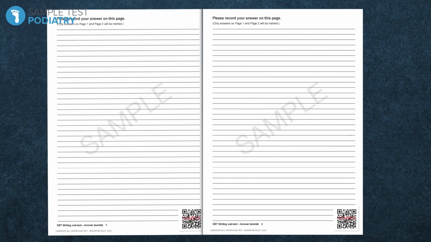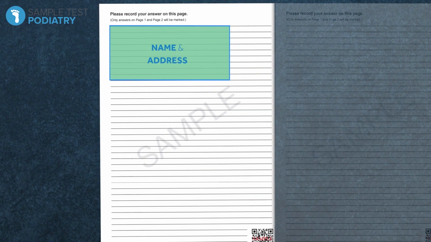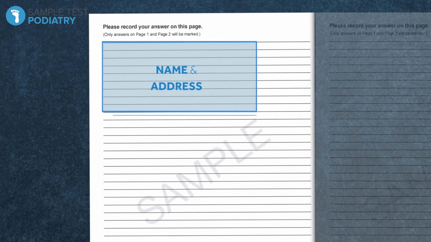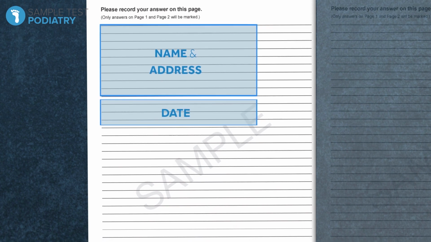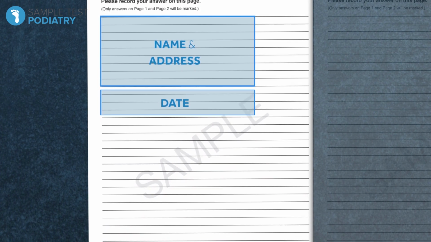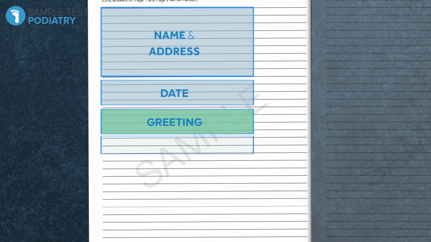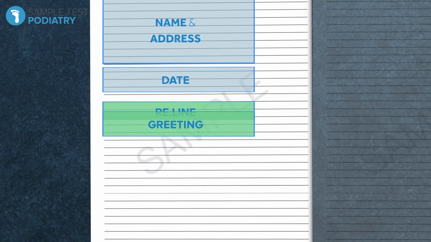Opening my answer booklet, I'm going to start with the reader's name and the address, which I can copy directly from the writing task. Underneath this, I will add the date, which is today in the case note, the 30th of August 2019. Next comes my greeting, Dear Ms. Griffin, followed by the RE line. But remember, the order of the greeting and the RE line can be reversed if you prefer.